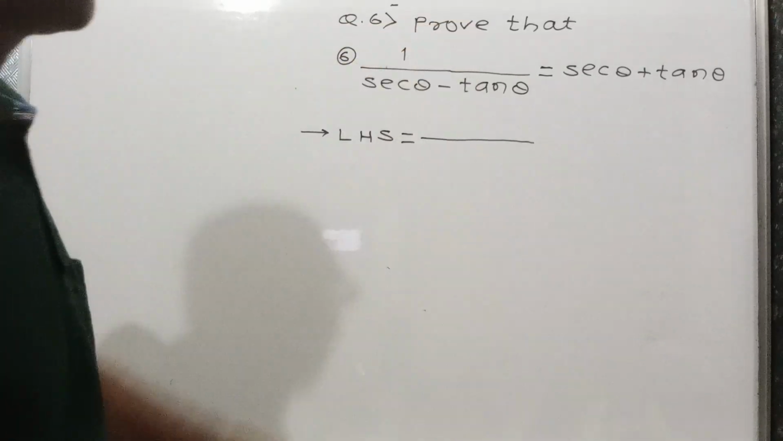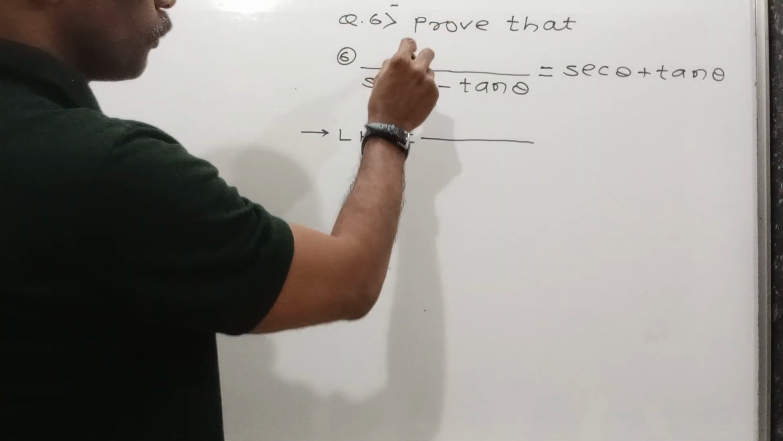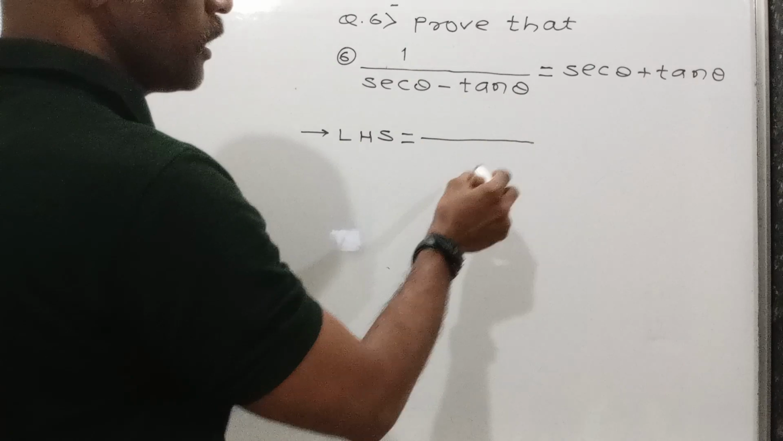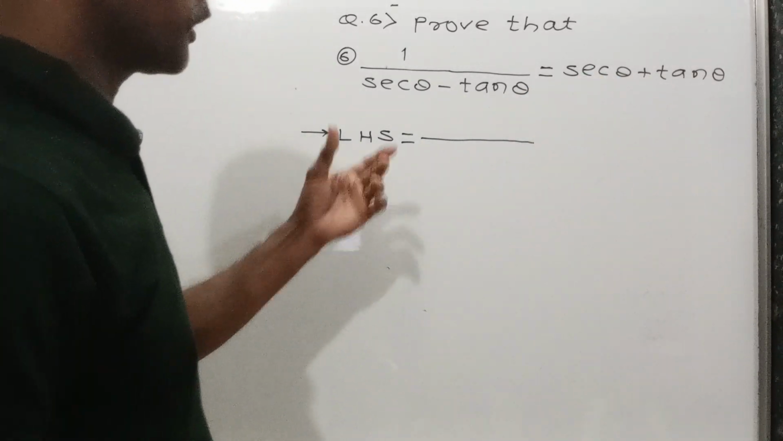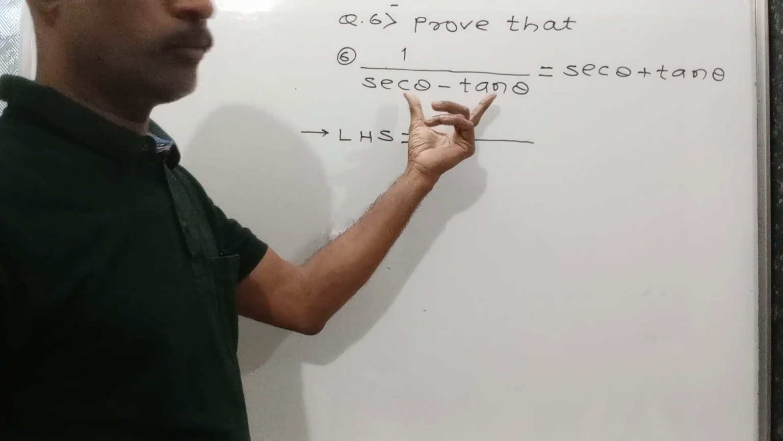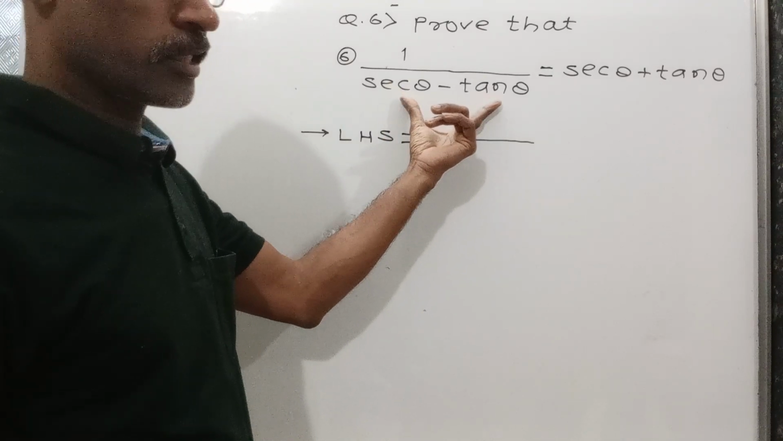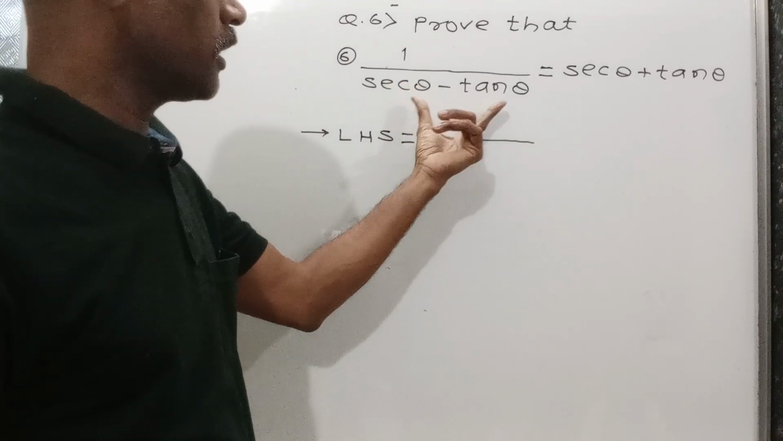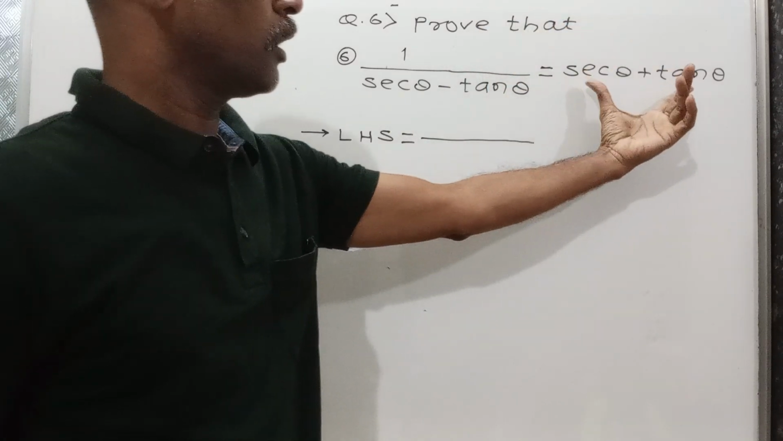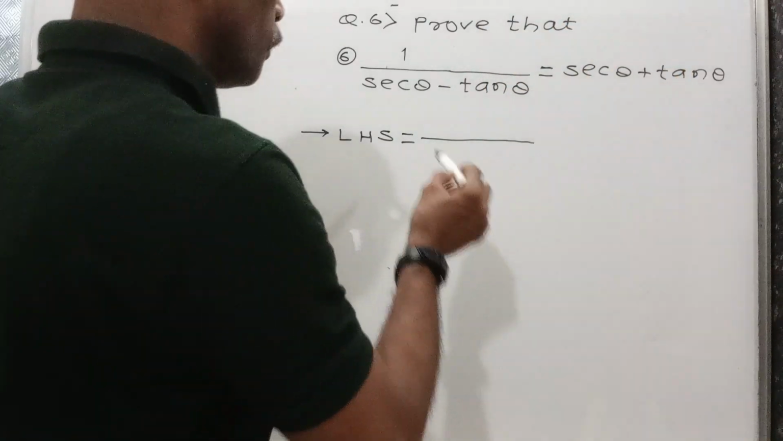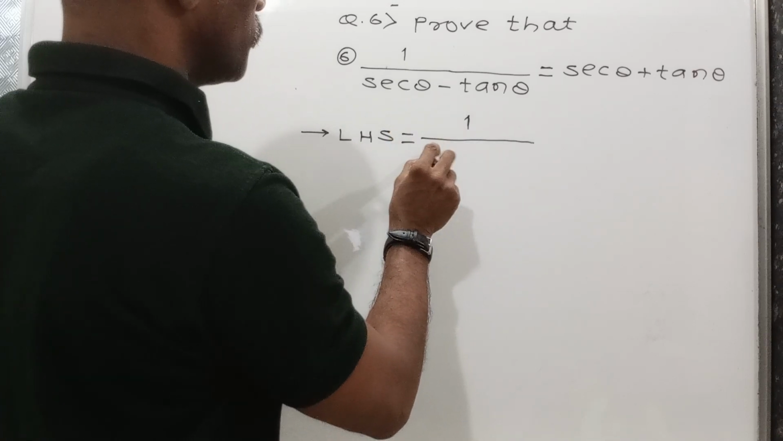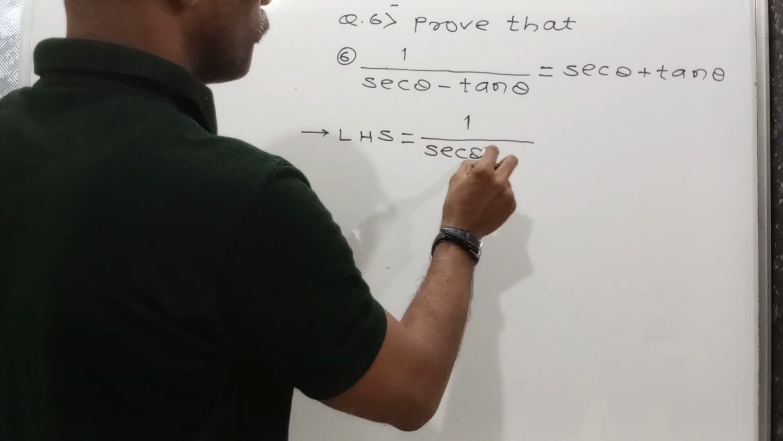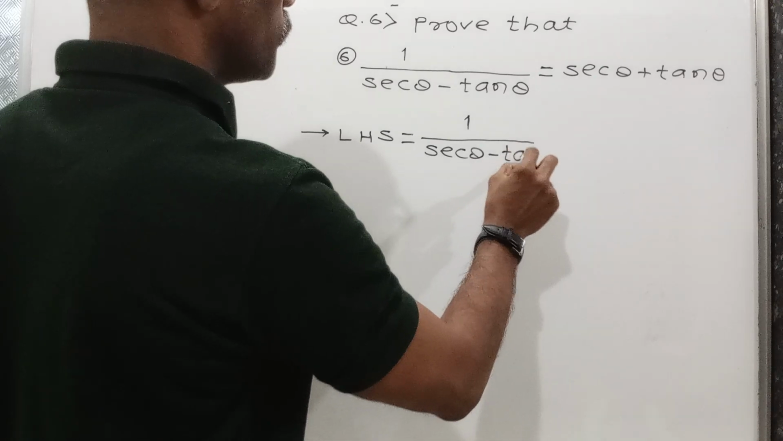Example number 6, prove that 1 upon sec theta minus tan theta is equal to sec theta plus tan theta. Now, first of all, we will take this LHS and we will prove this RHS. Now, I will write here 1 upon sec theta minus tan theta.